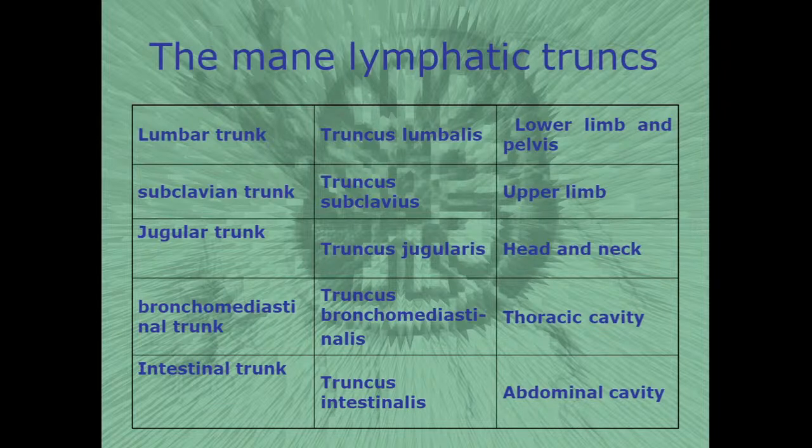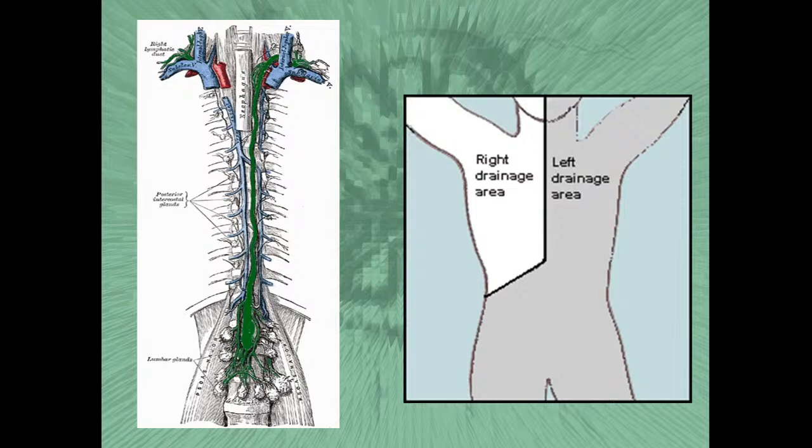In case this intestinal trunk is absent, the lymphatic vessels of the abdominal cavity can empty directly into the thoracic duct. And so we came to the next member of the lymphatic system, the lymphatic ducts. There are just two lymphatic ducts in the human body, the thoracic duct and the right lymphatic duct. This one thoracic and this one right lymphatic duct.